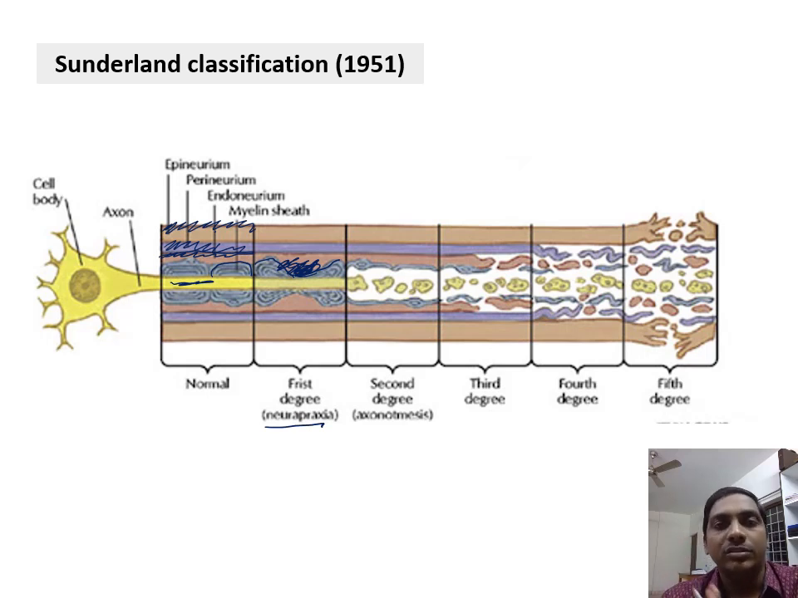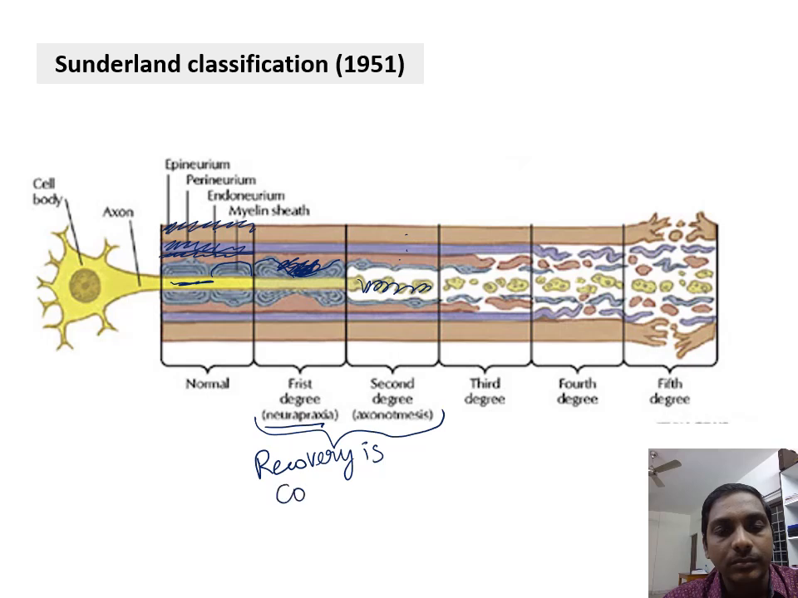Axonotmesis is similar to Seddon's, that is second degree, wherein the axons alone got disrupted, but the endoneurium, perineurium, and epineurium were intact. In these two, first and second degree, the recovery is complete. Whereas with the third degree, here see the endoneurium has been disrupted. Only the perineurium and epineurium is intact. So here the endoneurium is also gone.